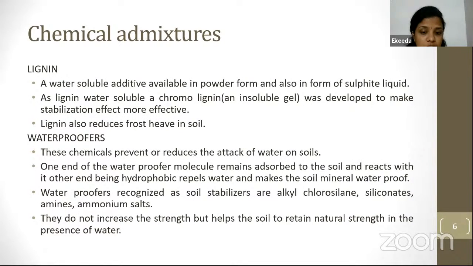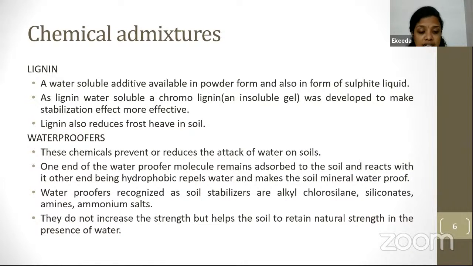One end of the waterproofer molecules remains absorbed, so that when we add this chemical, that is waterproofers, to the soil, it gets absorbed by the soil. So when you add waterproofers to the soil, it gets absorbed and repels the water out. Examples of waterproofers recognized as soil stabilizers are alkyl chlorosilane, siliconates, amines, ammonium salt, etc. They do not increase the strength but help the soil to retain natural strength in the presence of water.